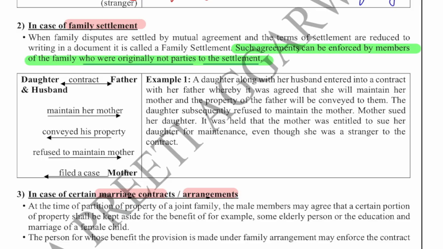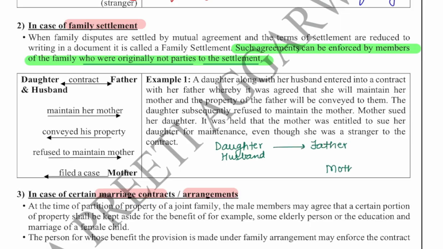Daughter and her husband entered into a contract with the father that we will maintain our mother, you please transfer all your property in our name. After transferring the property, daughter and husband refused to maintain the mother. Father died. Can mother sue the daughter and husband? Now see, the contract for this maintenance was between the daughter and her husband with the father.